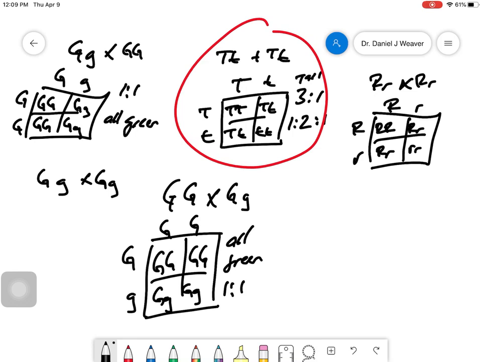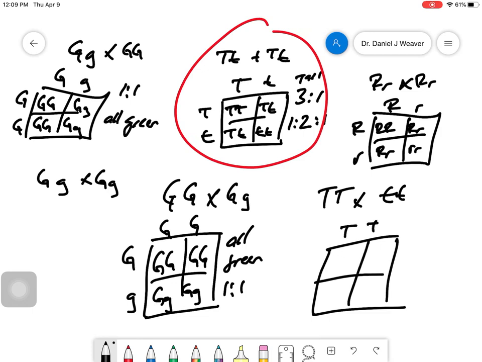The final problem says cross a homozygous tall, which will be a big T, with a short Martian, little t. So I draw my Punnett square, big T across the top, little t down the side, and I just simply pair up those letters so that I get all of them are going to be tall, so they're all tall. And they also all have the same genotype, a big T, little t. And hopefully that can be helpful to you.